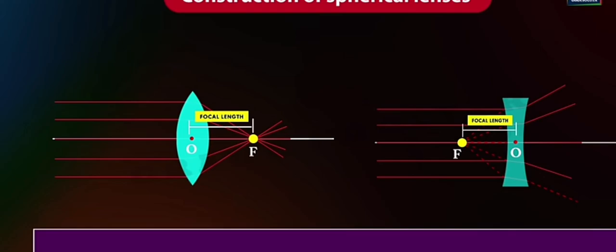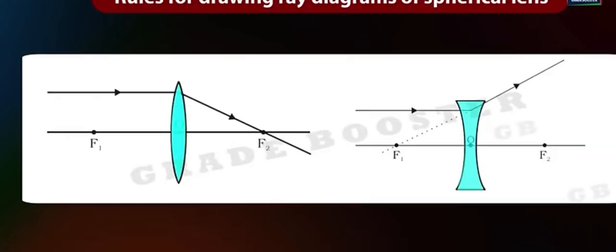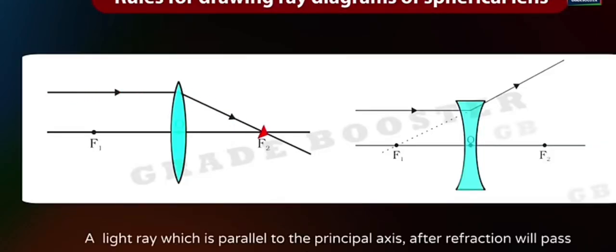The distance of principal focus from optical center. Rules for the ray diagram of spherical lens. A light ray which is parallel to the principal axis after refraction will pass through the principal focus in case of convex lens and will appear to be coming from principal focus in case of concave lens.